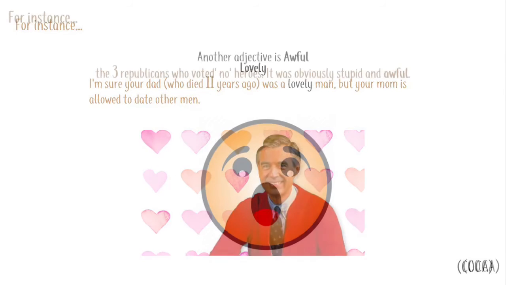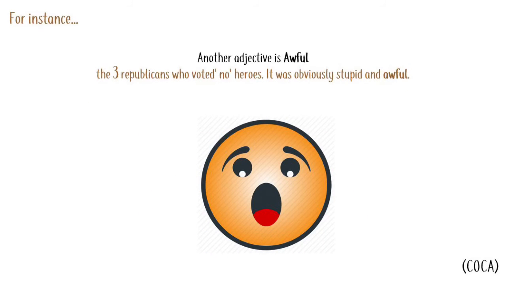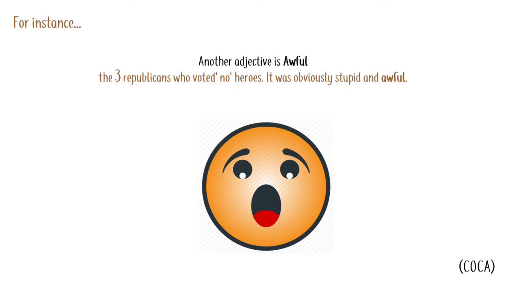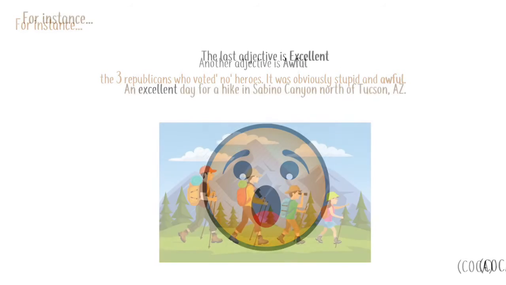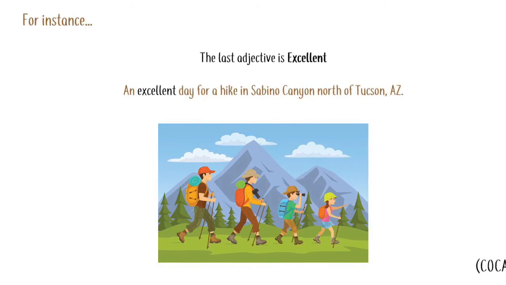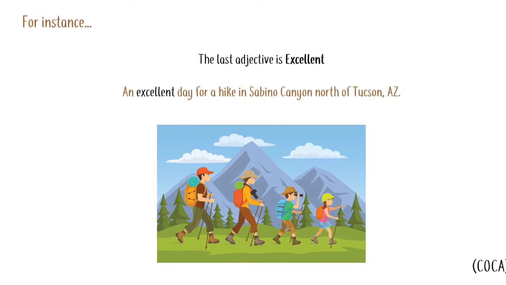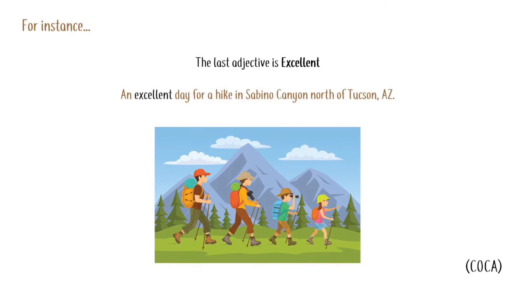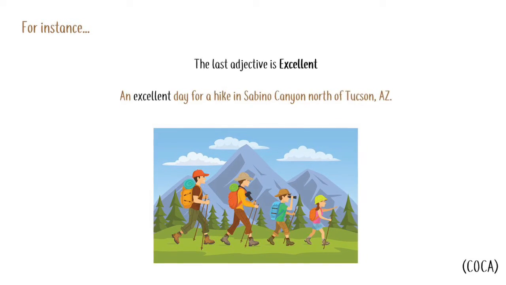Another adjective is awful, which is being used to describe an event as in the example: The three Republicans who voted no heroes, it was obviously stupid and awful. The last adjective is excellent. It is used to evaluate a thing, in this case a day: An excellent day for a hike in Sabino Canyon north of Tucson, Arizona.